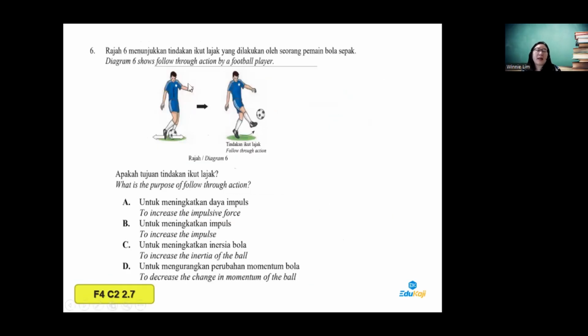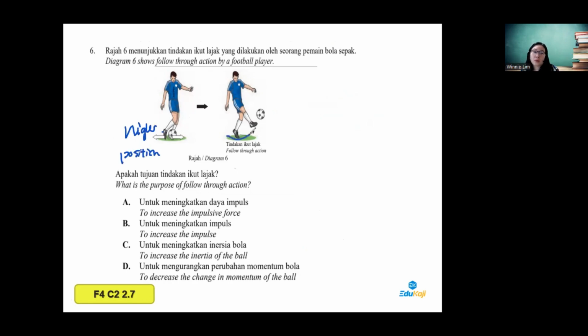Okay, number 6. Diagram 6 shows a follow through action by a football player. So what is the purpose of follow through? Follow through means you move from a higher position, then only you kick. So you see his leg is at a higher position.